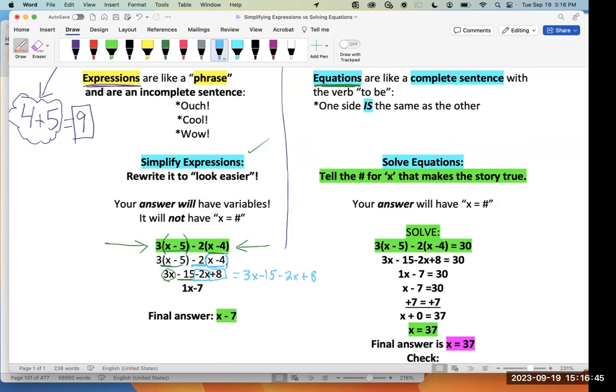When you're adding and subtracting, you can add and subtract in any order. So you would add the terms that are alike. Positive 3x minus 2x would give you a positive 1x. And then a minus 15 plus 8 would give you minus 7. So we have not solved this expression. We have simplified this expression.